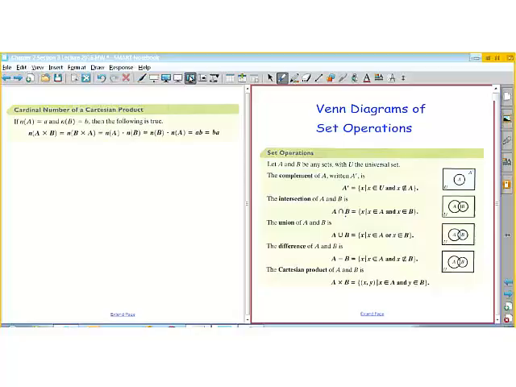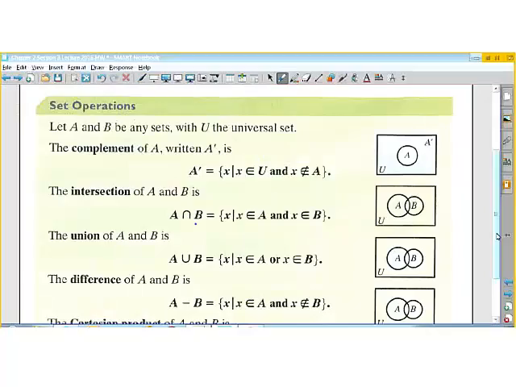Okay, what we're going to do now is we're going to do some stuff with Venn diagrams. This is in your book, so don't try to write it down. This is kind of a review of the simple set operations that we've dealt with so far. So this is the definition of the set operation. This is the mathematical description. And this is what the Venn diagram looks like. And the light blue area is the area that they're talking about.